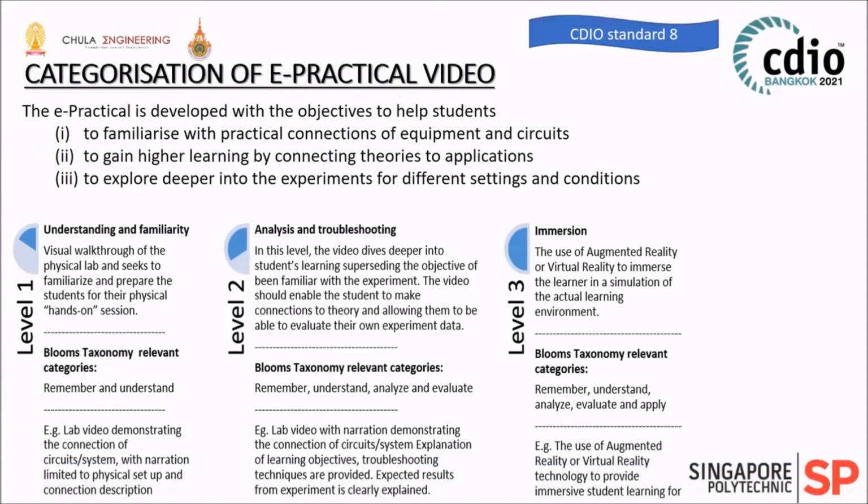In Level 2, it aims to impart higher order learning by connecting theories to the applications and explaining with narrations of learning objectives, possible faults, and troubleshooting techniques, as well as analysis of experimental results. In Level 3, it aims to help students explore deeper into the topic by experimenting with different settings and conditions with the use of technology such as AR and VR.